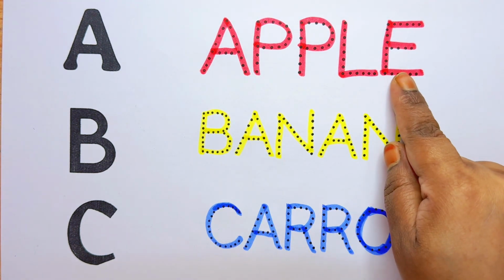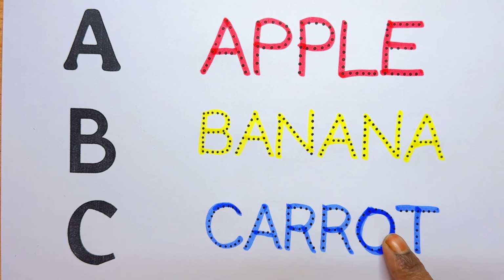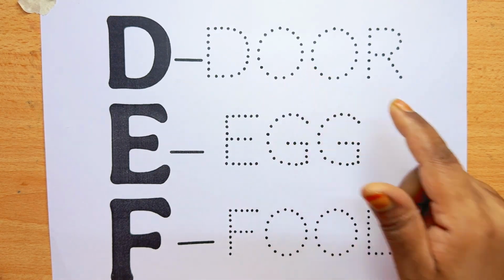A for apple. B for banana. C for carrot. D for door.